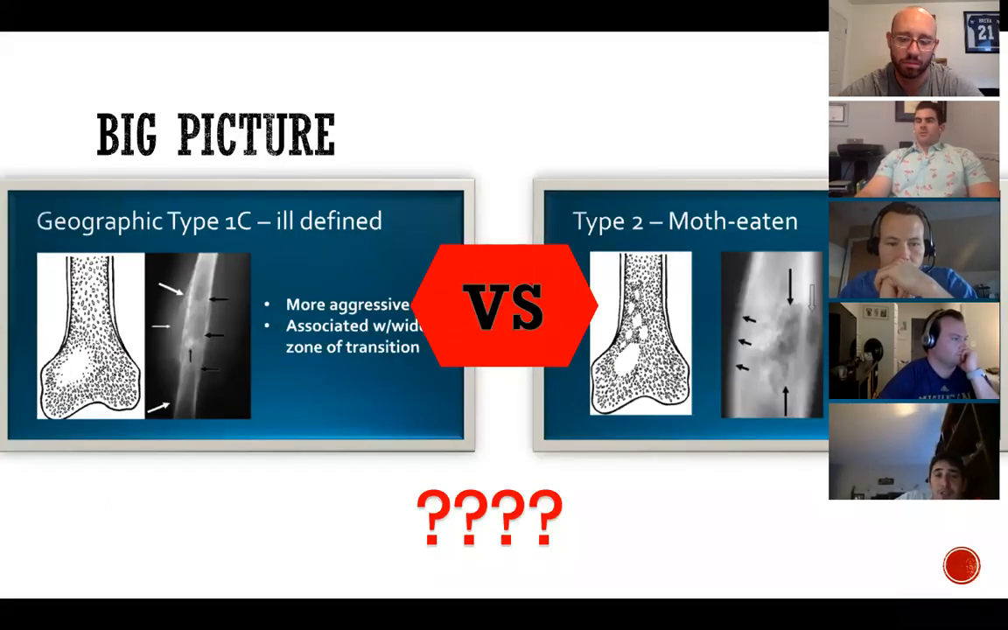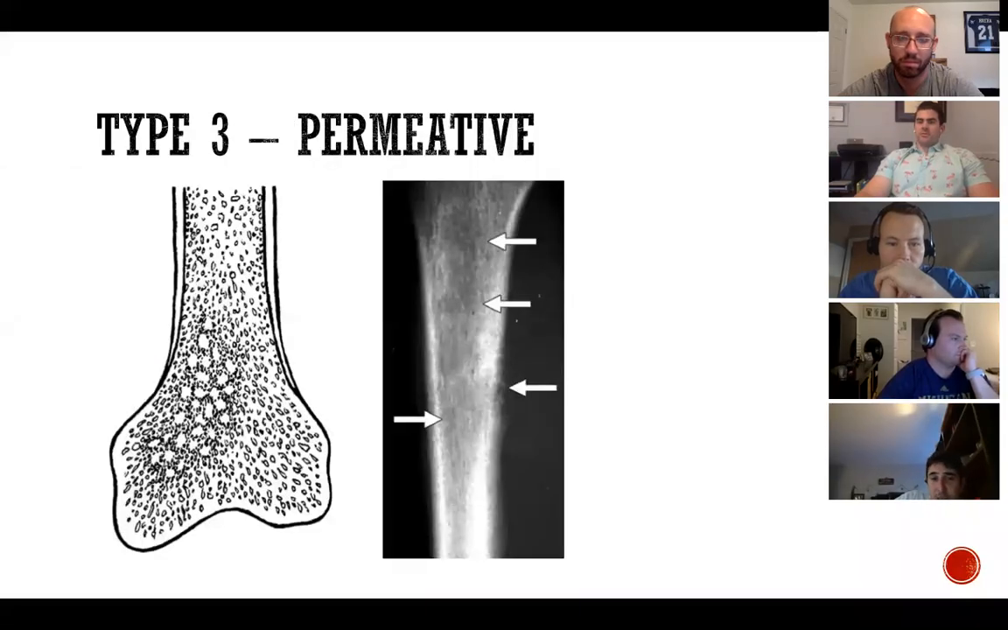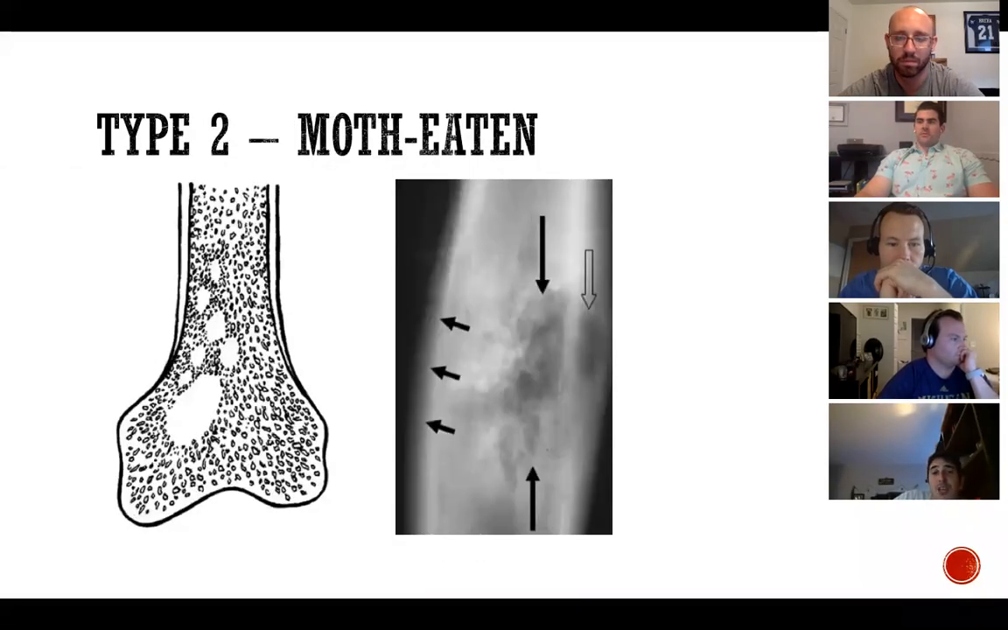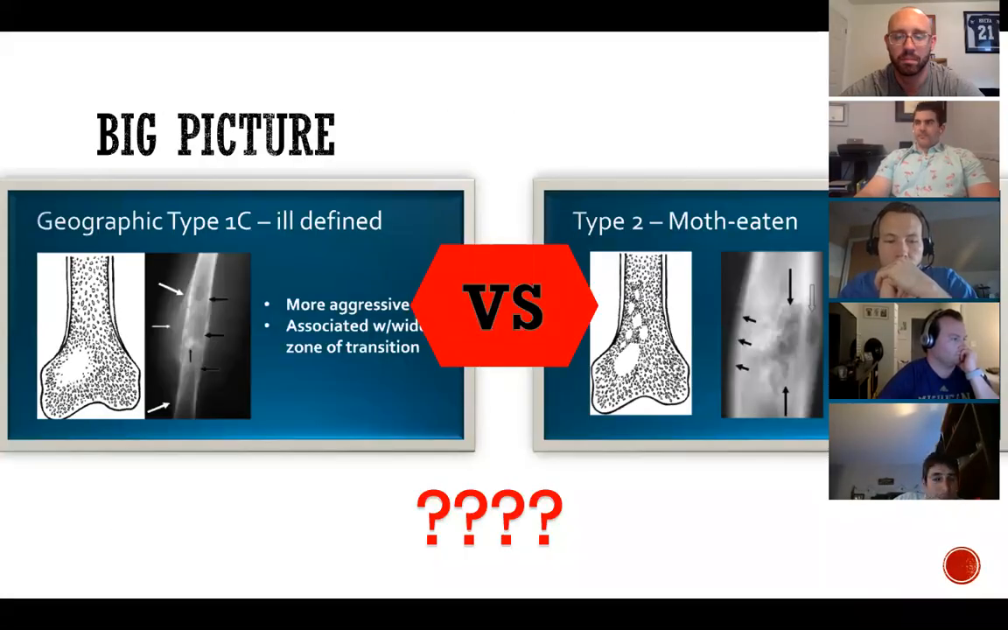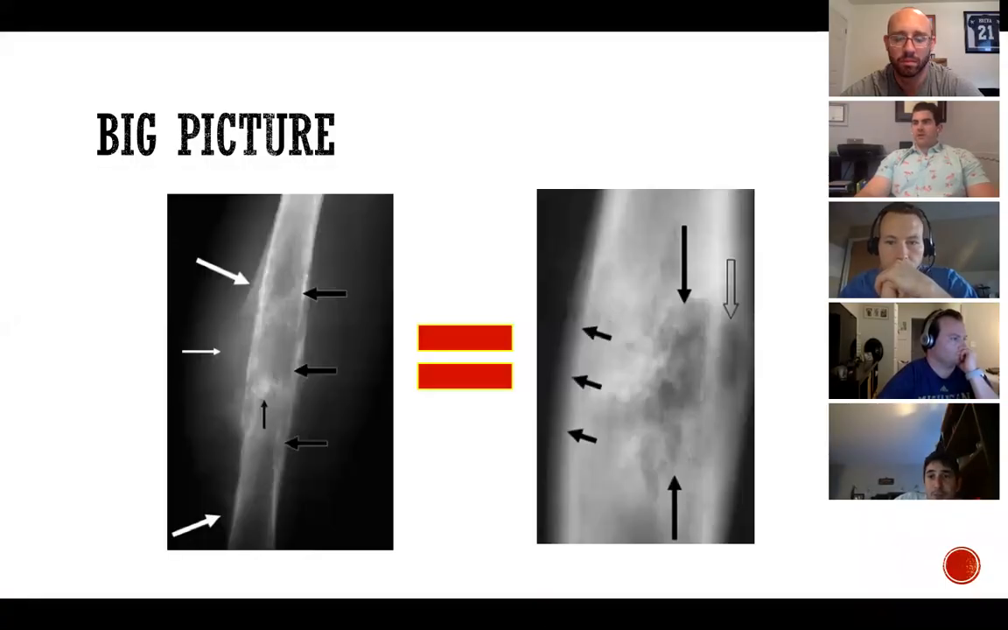And honestly, telling the difference between moth-eaten and permeative, I mean, there's a difference when you see it. But again, the take-home point is it's aggressive. It's concerning. Don't get too hung up on the terms. Like you said, big picture, right? So yeah, this is exactly what you're saying, Zach.